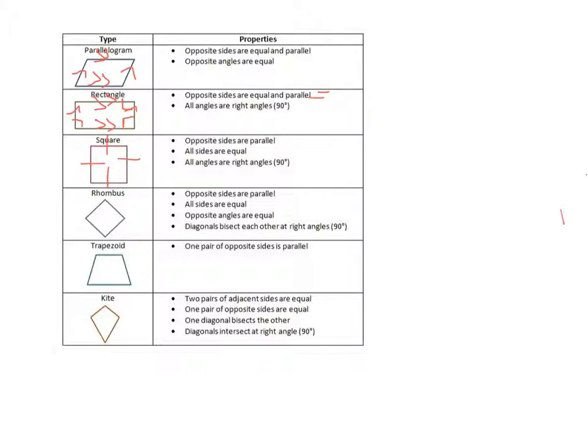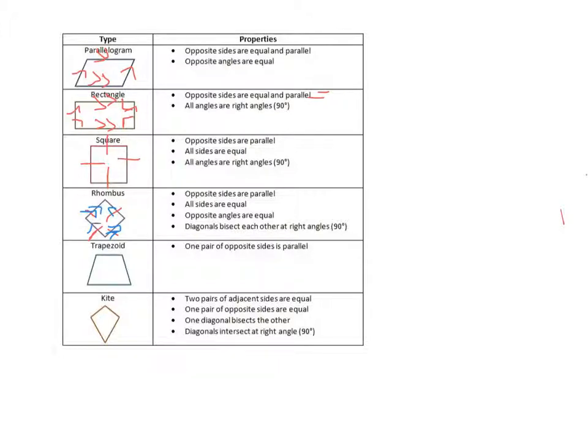A rhombus is sort of like a square on the side. It's sort of been slanted or tilted, so all four sides have to be equal, but not all angles have to be equal. So in a rhombus, unlike a square, you may not have all angles equal to 90 degrees, but we still have the two pairs of parallel sides, just like for a rectangle and a square and a parallelogram.